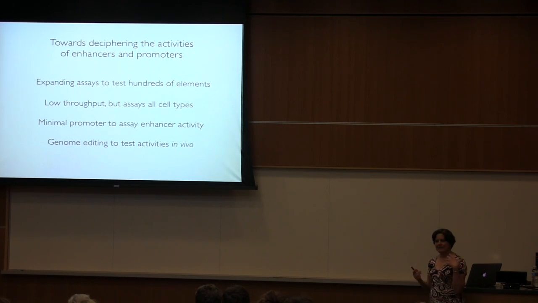But those are having to go in one cell type rather than the thousands of cell types that are in an animal. So we can't get that throughput in this assay, but basically that enhancer or promoter will go through every single cell type of the animal, and it will definitely be in the one where it would normally be active.